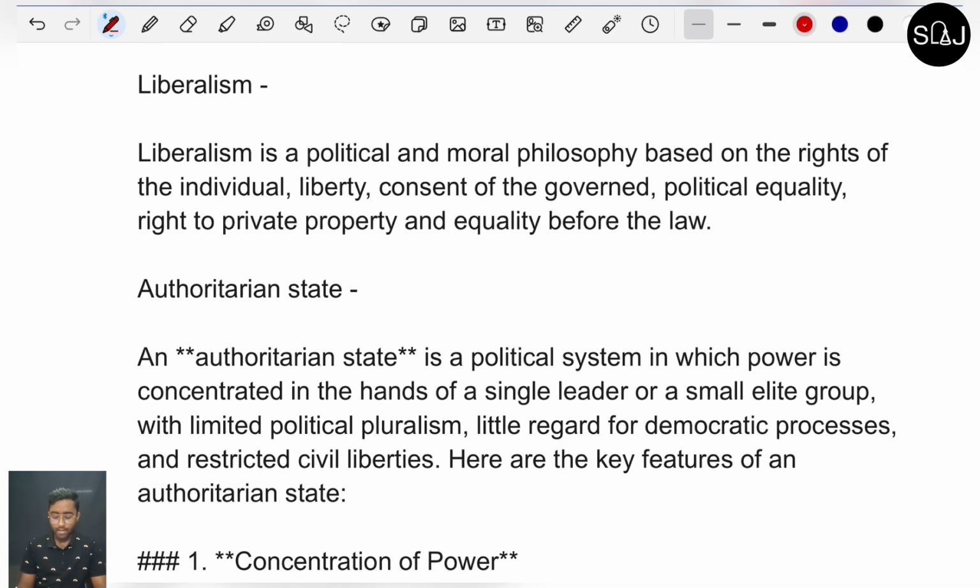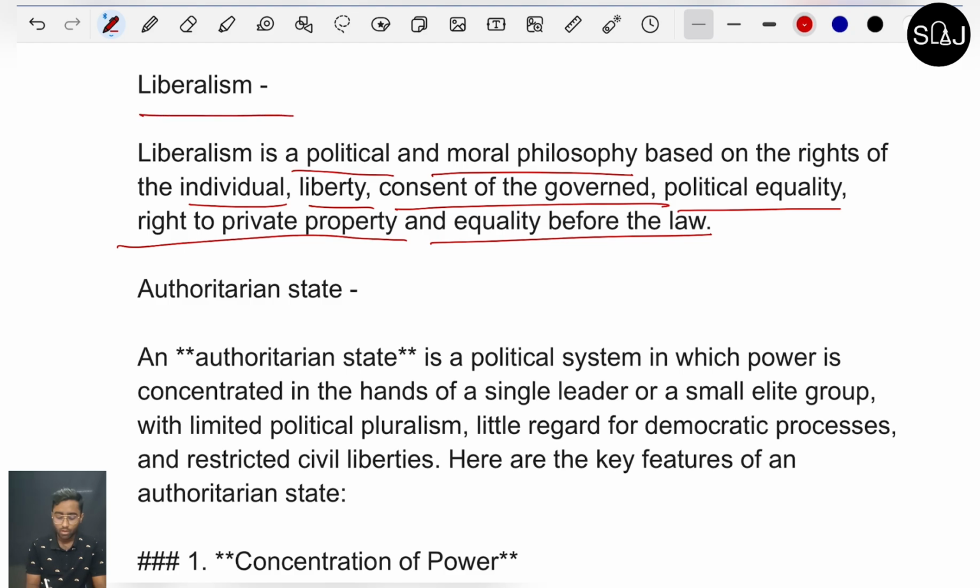Liberalism again. Liberalism is a political and moral philosophy based on the rights of individual liberty, consent of the governed, political equality, right to private property, and equality before the law. So, this ism is also quite important.